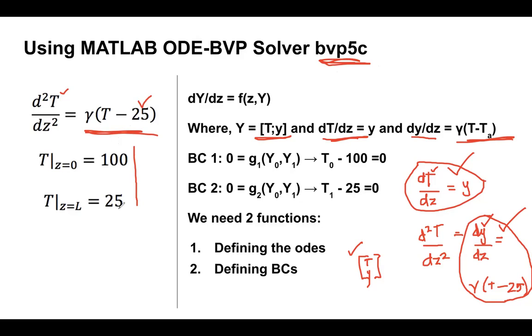The first thing you have to do is write the boundary conditions in the form of an equation that equates to zero. For example, I have these boundary conditions: T at z equal to 0 is equal to 100, and T at z equal to L is equal to 25. Let me bring the 100 to the other side and the 25 to the other side. So it becomes T at z equal to 0 minus 100 is equal to 0, and T at z equal to L minus 25 equal to 0. I'm calling this whole thing T0 and this whole thing T1. It's just giving a random variable to it. So now I have two boundary conditions: T0 minus 100 is equal to 0 and T1 minus 25 is equal to 0. So these two are my boundary conditions.